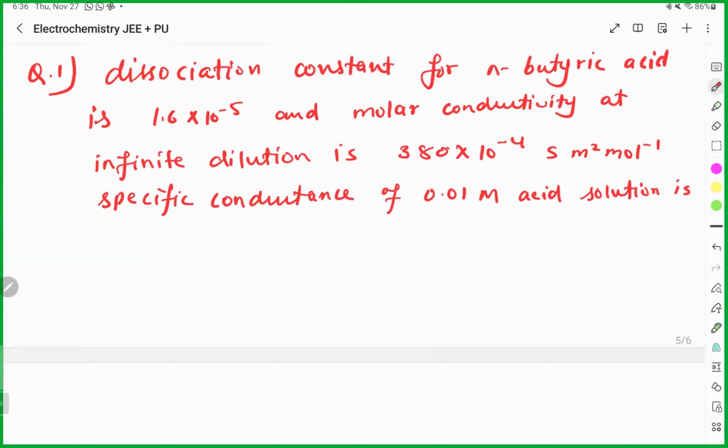Sir, can we neglect 1 minus alpha? I got 0.4 as alpha, sir. So it is 40%, right? You got the alpha value. Yeah, you can ignore. Sir, but it's 40%. Alpha value is 0.4 or 0.04? 0.04, sir. Yeah, so it is 4%.